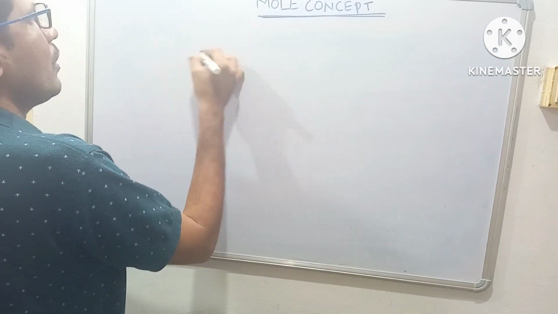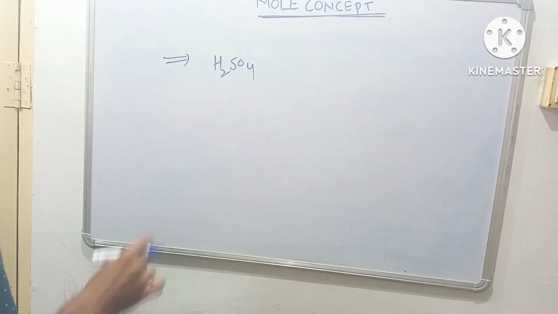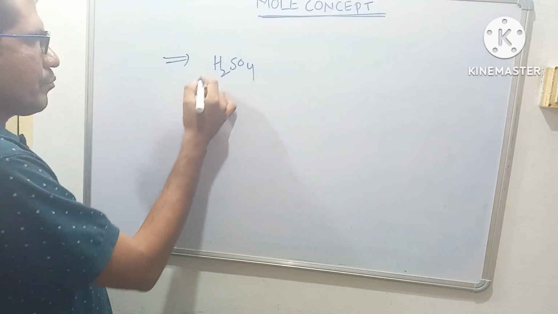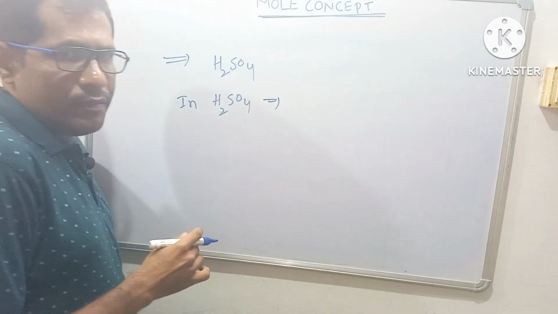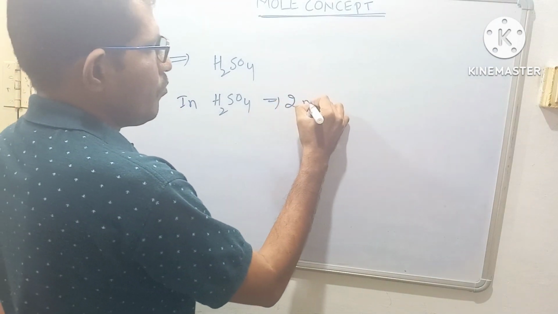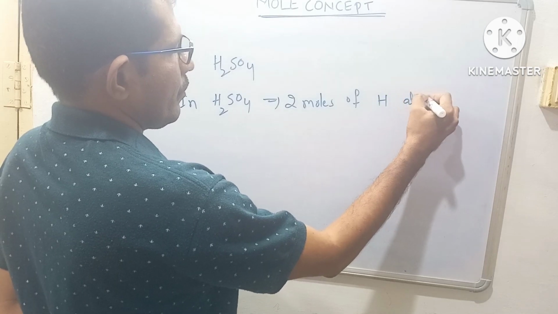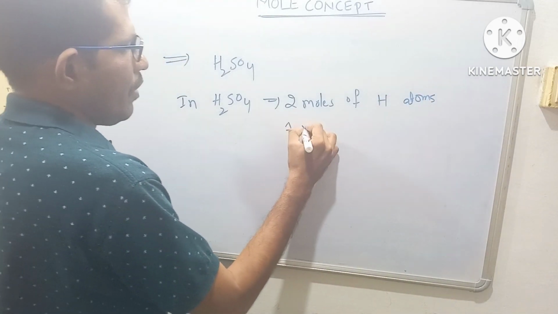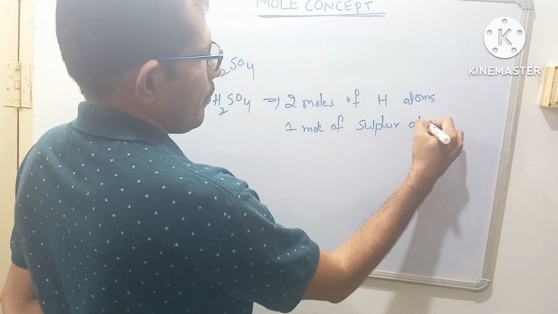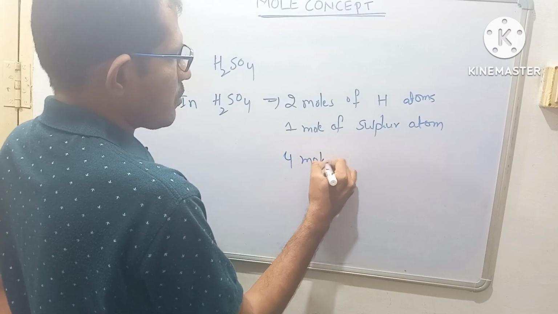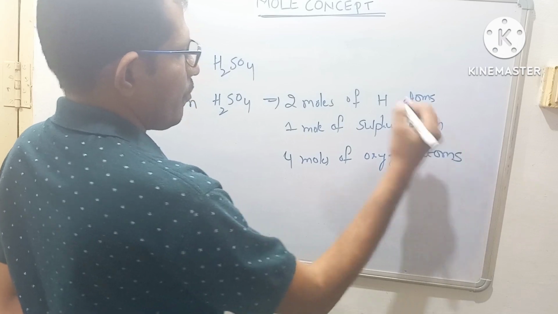So here, one more concept. Suppose you take H2SO4, right? In H2SO4 there is a presence of 2 moles of H atoms, okay? 2 moles of H atoms and 1 mole of sulfur atom, and we can also say 4 moles of oxygen atoms. 4 moles of oxygen atoms.